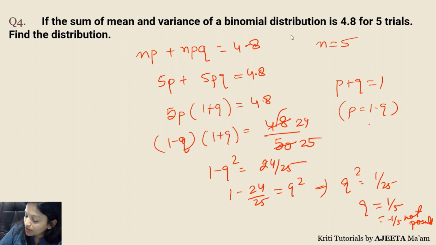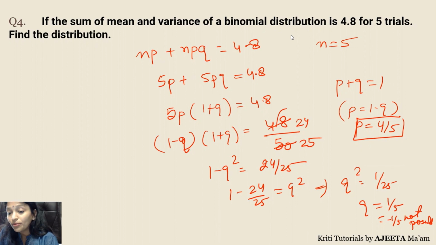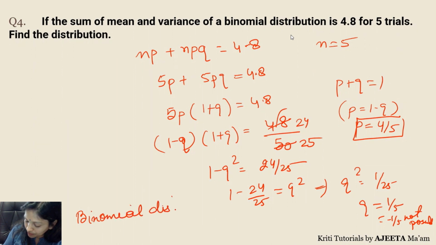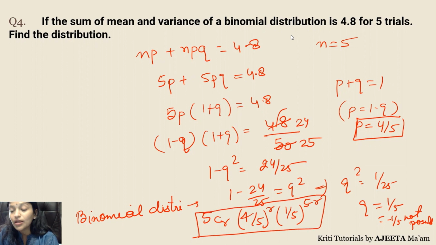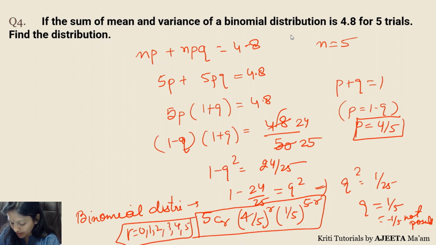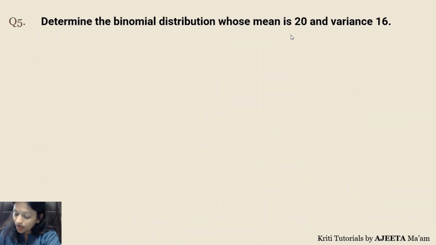Now if Q is 1 by 5, so what will be your P? Your P will be 4 by 5. What will be your N? 5 already given. So now let's make it out a binomial distribution. So your binomial distribution will be 5CR 4 by 5 raised to R 1 by 5 raised to 5 minus R. So this will be your binomial distribution, where R will be from 0, 1, 2, 3, 4, and 5. We can write all numbers, it's okay. Otherwise, you can make dot, dot, dot, right till the last number. Now let's move on to the next.